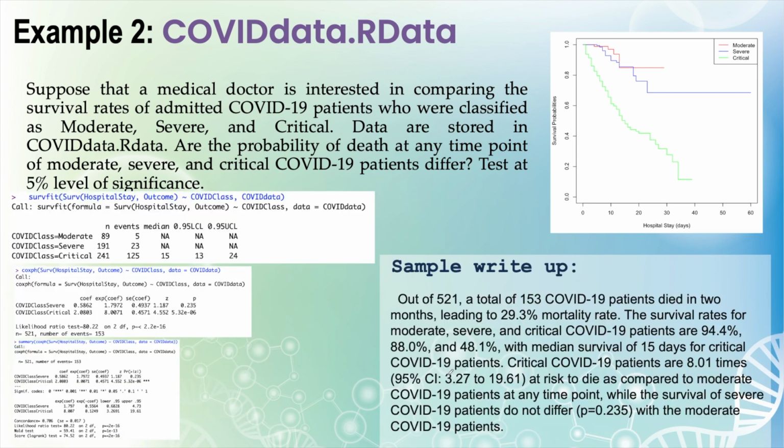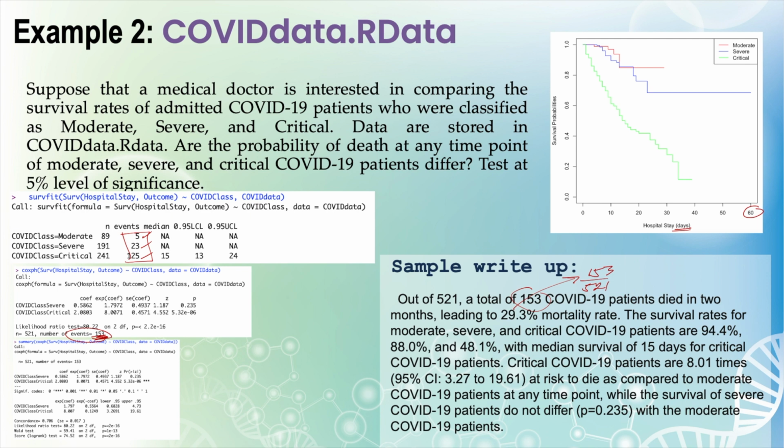So to summarize, out of 521, a total of 153 COVID-19 patients died in 2 months, because we have here 60 days, so that is 2 months. And 153 may actually be observed on this part. So we have 153, or basically that is the sum of 5, 23, and 125 here, leading to a mortality rate of 29.3%. So that is 153 divided by 521, meaning 153 patients died out of 521.